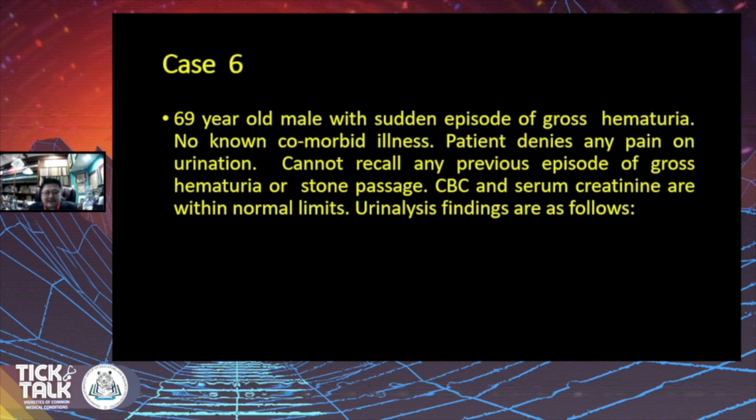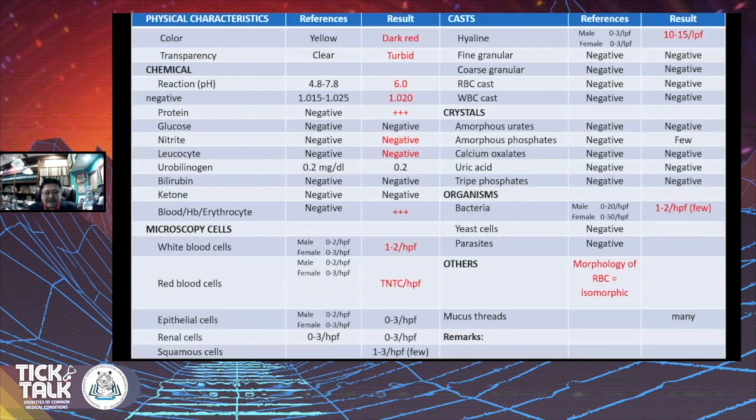So these are the urinalysis findings. What is very significant is that it is dark red, turbid. Okay, what else? There's a negative leukocyte. There's too numerous blood, and the morphology of RBC is isomorphic, and also there's no clot in the urine. No, there's no clot in the urinalysis.